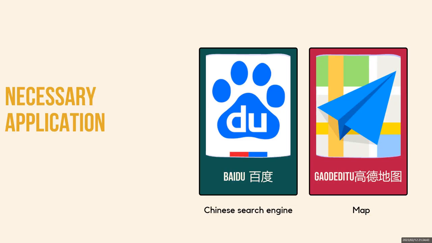Next, we will talk about the necessary applications that you need. Actually, we have the most popular search engine in China, which is called Baidu. Normally, Google and all these services are not allowed here. So Baidu is one of them that you can use to search for lots of things. It's like Google, but the Chinese version.